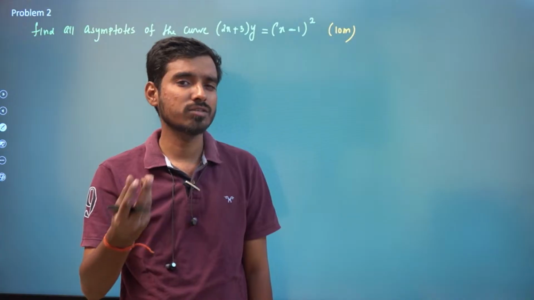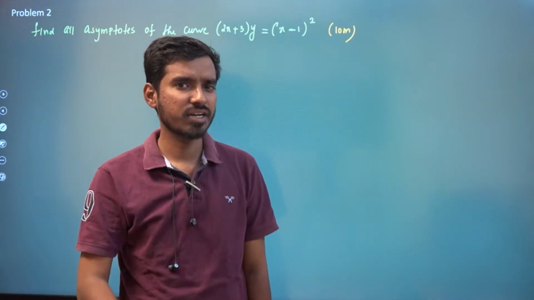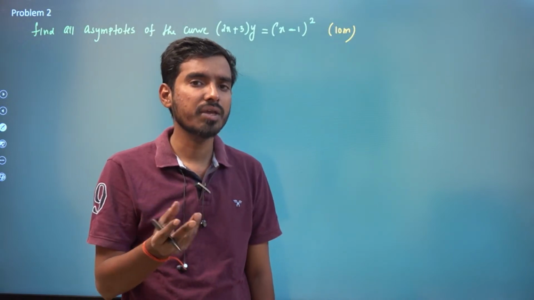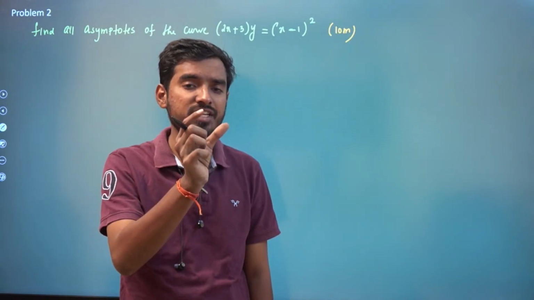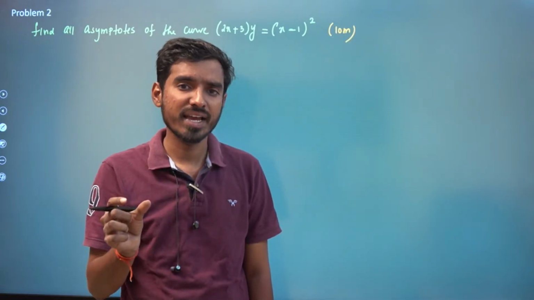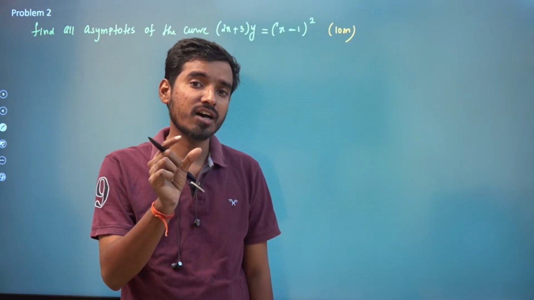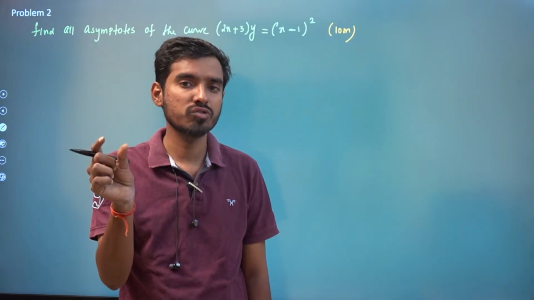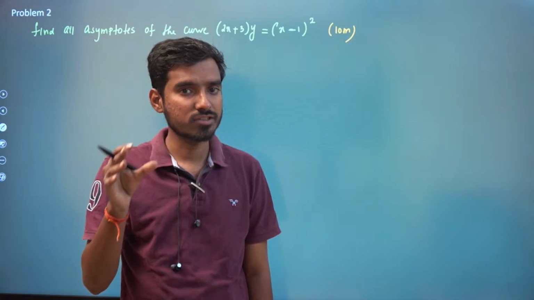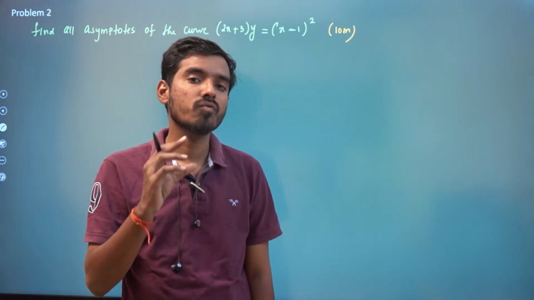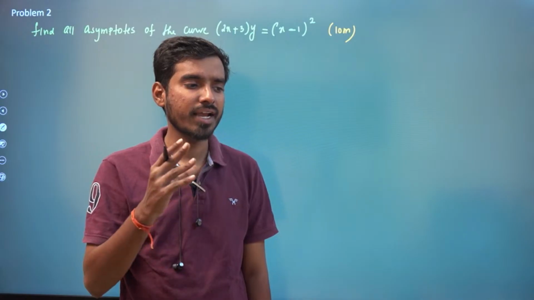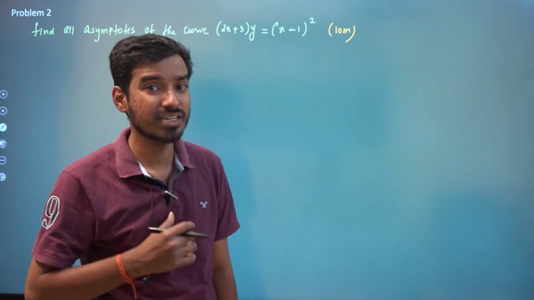To find parallel asymptotes is very easy. Already we have discussed it in tracing the curve, right? To get asymptotes parallel to the x-axis, you equate the coefficient of the highest power of x to 0, and to find asymptotes parallel to the y-axis, you equate the coefficient of the highest power of y to 0. Very easy. Now we will find all oblique asymptotes also here. You know what an asymptote is, right? A line that touches the curve, but it touches at infinity.